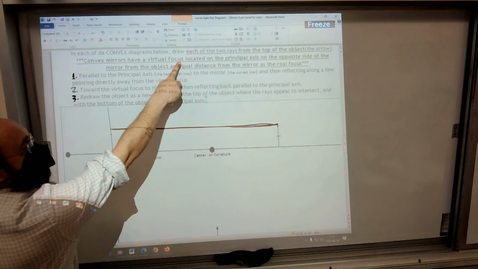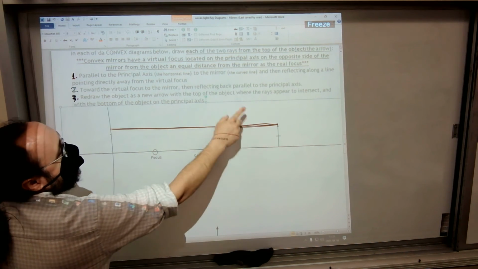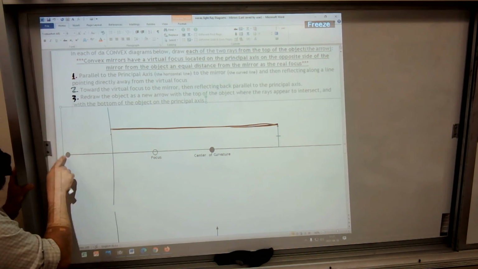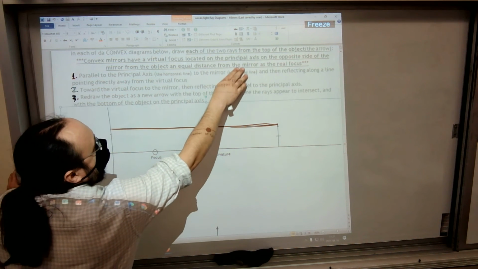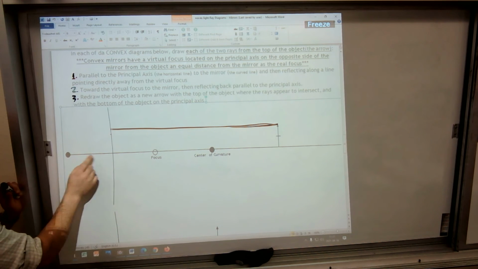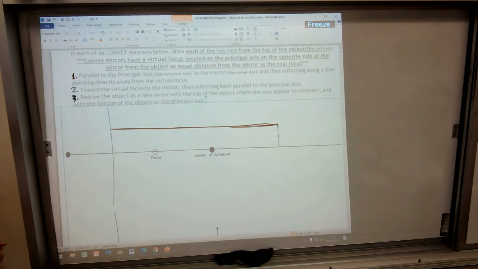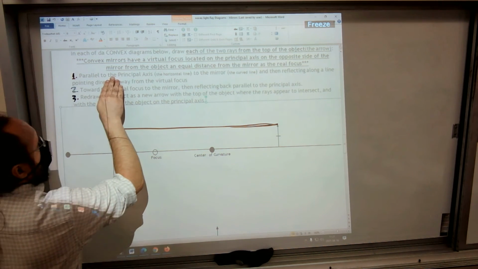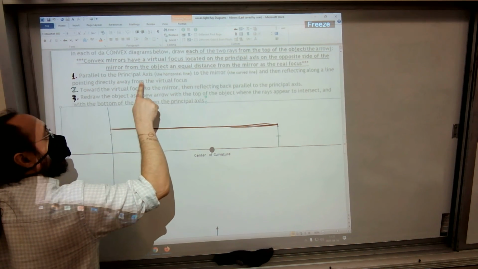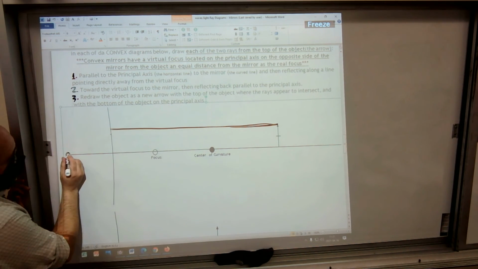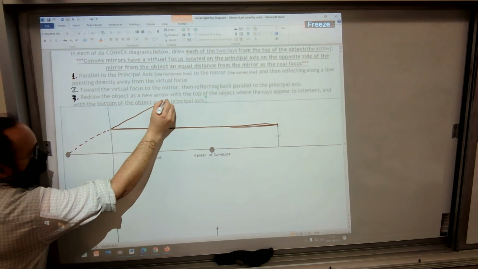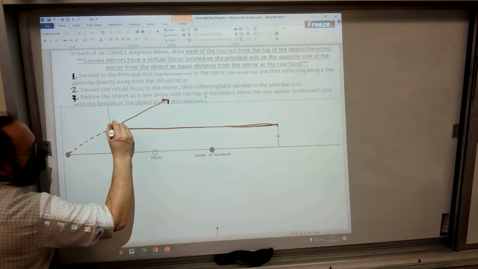Convex mirrors have a virtual focus located on the principal axis. This is the principal axis. On the opposite side of the mirror from the object. Object, mirror, opposite side. An equal distance from the mirror as the real focus. So here's the real focus. There's the virtual focus, an equal distance away from the mirror as the real focus. Okay, so now we know. So now we can keep reading number 1. Parallel to the principal axis to the mirror, and then reflecting along a line pointing directly away from the virtual focus. So directly away from it would be in this direction. That's ray number 1.